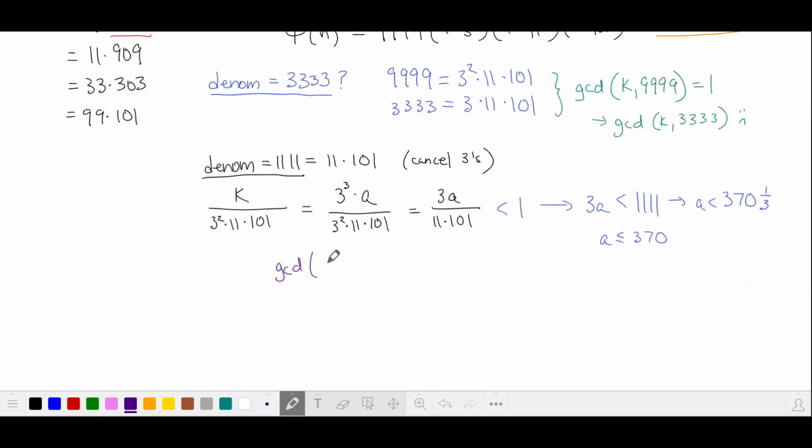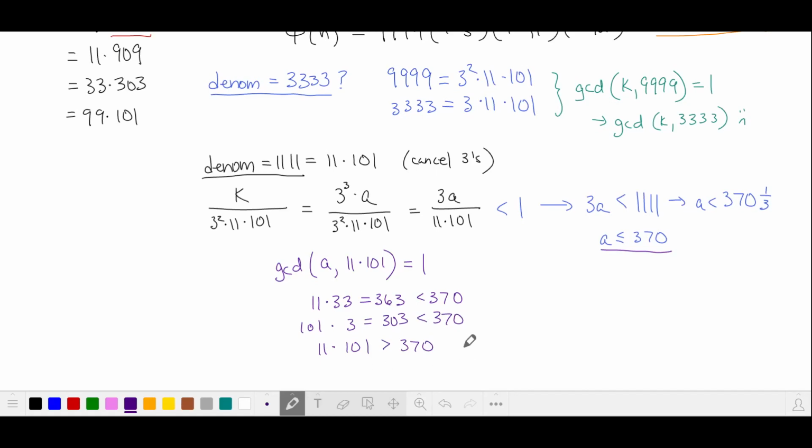As I mentioned earlier, we can't have A divide 11 or 101, otherwise we won't get the right denominator. So we're looking for all values of A less than or equal to 370, but without the multiples of 11, 101, or 11 times 101. We note that there are 33 multiples of 11 that are less than 370, and 3 multiples of 101 that we need to subtract from 370. This product pair is greater than 370, so we don't need to count it. Adding to our list of unique numerators, we have 370 minus the 33 multiples of 11 and the 3 multiples of 101, which gives us 334 numerators with a denominator of 1111.